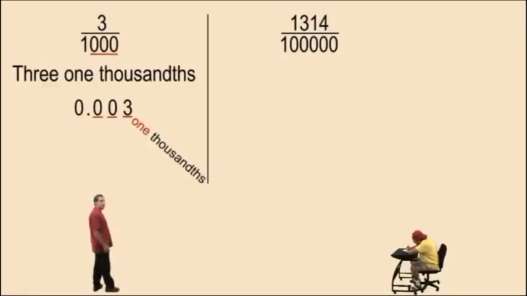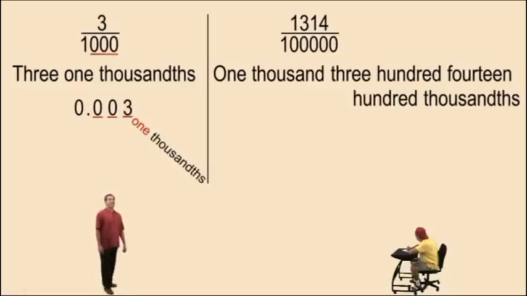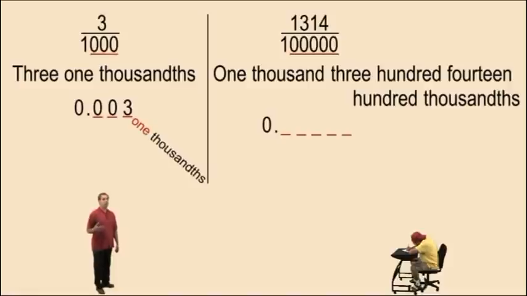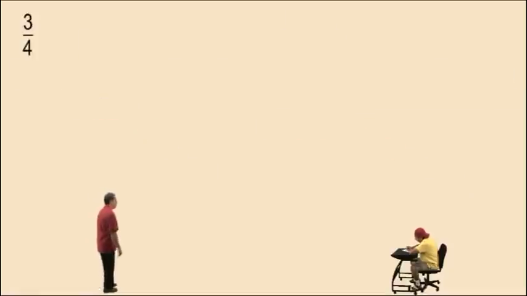Let's go to this one over here. 1,314/100,000. How do we say that fraction correctly? 1,314/100,000ths. If we count the number of zeros in the denominator, notice there's five of them. Therefore, our decimal representation will have five decimal place values with the rightmost place value as the hundred-thousandths place. How many hundred-thousandths do we have? 1,314, and we need one zero for a placeholder. And to say that decimal correctly, it's 1,314/100,000ths.